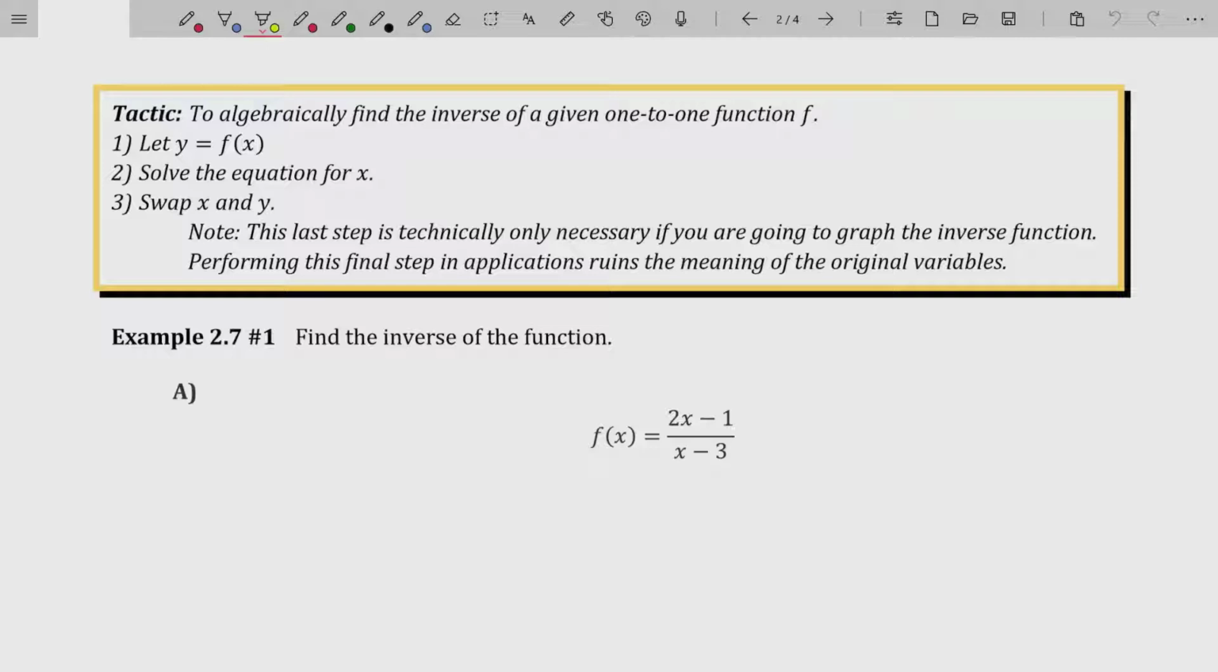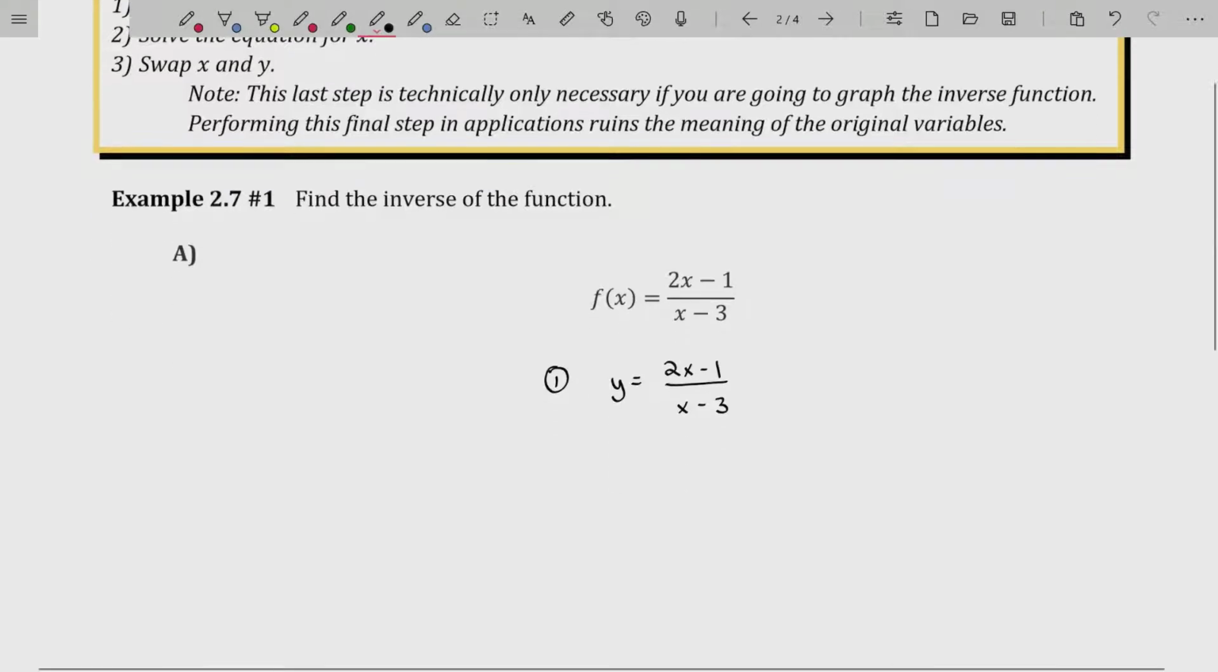But the idea is to swap out f of x for y. That's the first thing we're going to do. In fact, maybe I should go ahead and do that while I state it, right? So if I'm going to find the inverse of this function down below, I'll start by swapping out f of x for y. Everybody's used to that. Then you solve the equation, instead of for y, you solve it for x. So you do the opposite of what normally you would do. So we solve for x here.